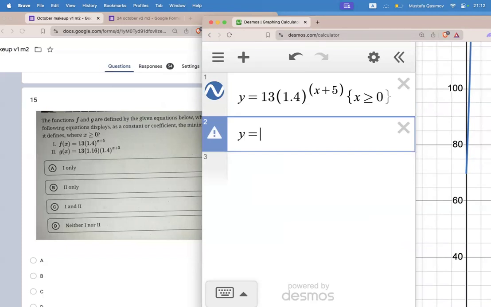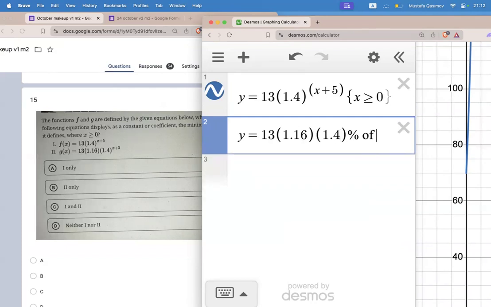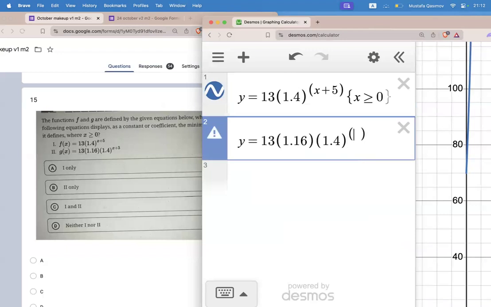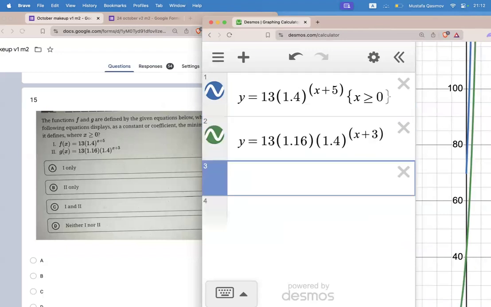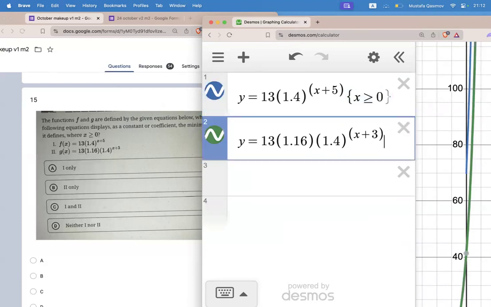Minimum value. Y is equal to 30 multiplied by 1.16 to the power 1.4 x plus 3. Here again, we have to write x is greater than 0 like this. Then we will get 41.37. We also don't have 41.37 in this equation, so answer will be D. Answer is D, none of them.